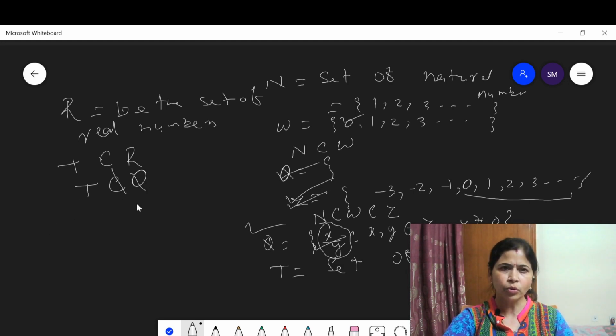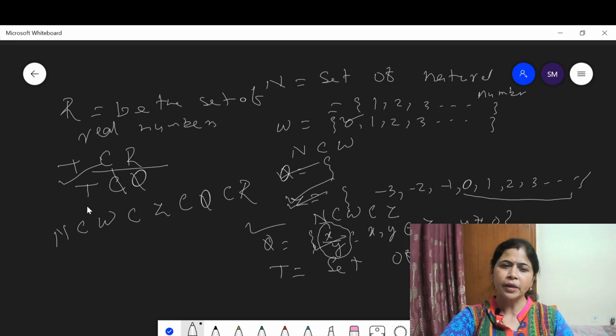Here we come to the conclusion that N is a subset of W, W is a subset of Z, Z is a subset of Q, and Q is a subset of R. But the irrational numbers are a subset of the real numbers, not a subset of the rational numbers, natural numbers, whole numbers, etc. Okay.